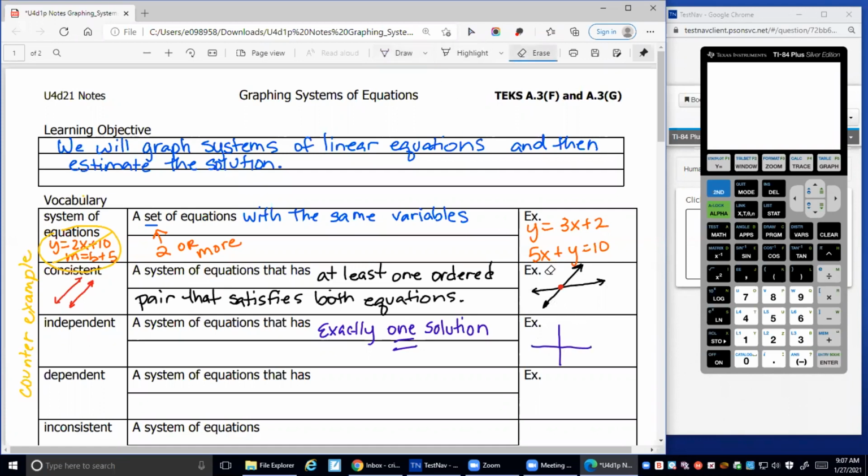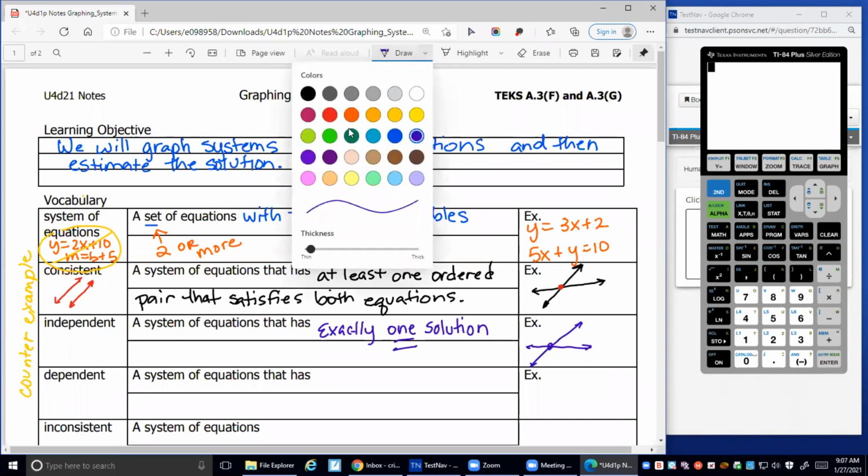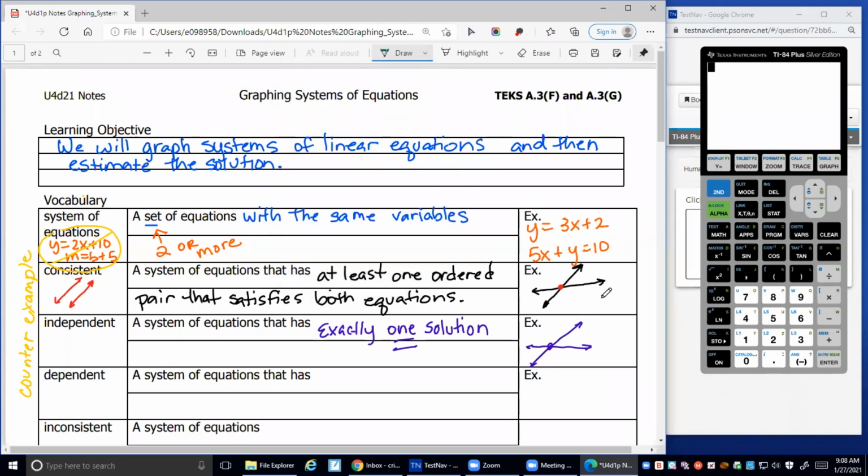Okay. Let me redraw that last one. Kind of make it look a little bit like that one. Okay. So same thing, it's got exactly one solution. So right there's that solution. Now, what if I had something like this? Because we are going to be getting into the world of not just linear, but we might have quadratic, right? And so if I have a quadratic, it's going to end up looking like this. And then we could have a linear equation with that, right? And so it's consistent because it has at least one ordered pair.